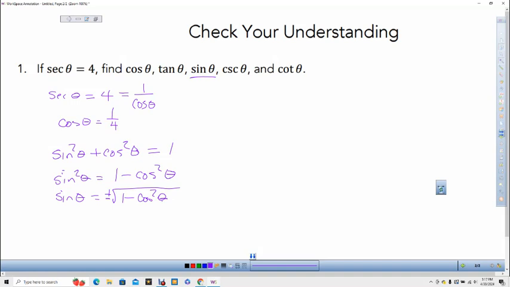Well, all we're going to do is we're going to plug in. So sine theta is equal to plus or minus the square root of 1 minus, and cosine theta we've already found to be 1/4, so when we square that, we're going to get 1/16. So that means I've got plus or minus the square root of 15 over 16, which is equal to plus or minus the square root of 15 over 4. Because I remember, to take the square root of a fraction, you take the square root of the top and the square root of the bottom. I can take the square root of the bottom, I can't take the square root of the top.